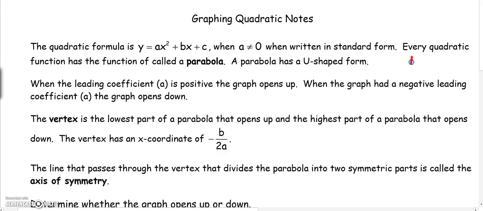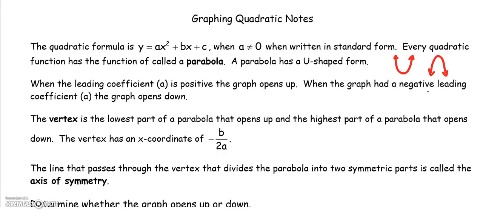An example of what a quadratic would look like would be a parabola that opens up, or a parabola that opens down. When the leading coefficient is positive, the graph opens up. When the graph has a negative leading coefficient, the graph opens down. The vertex is the lowest point of the parabola if it opens up, or the highest point if it opens down.